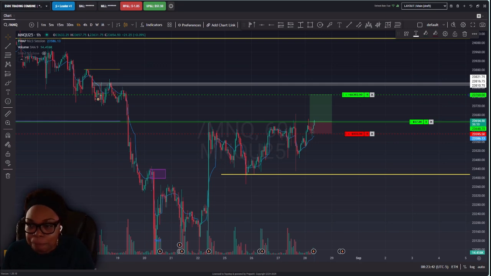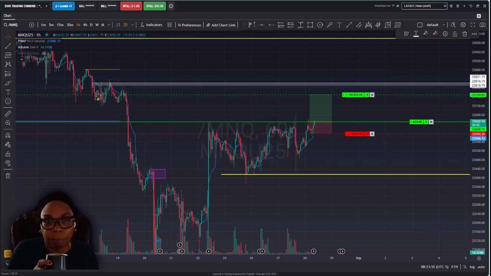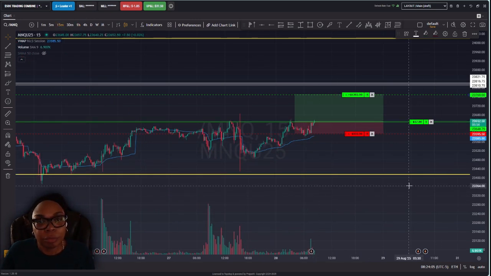But this is the trade that I was in pre-market, up slightly. As you can see on the timer at the bottom, it's showing 8:23-ish. So let's see how this trade goes.